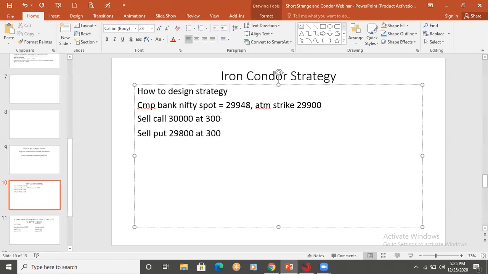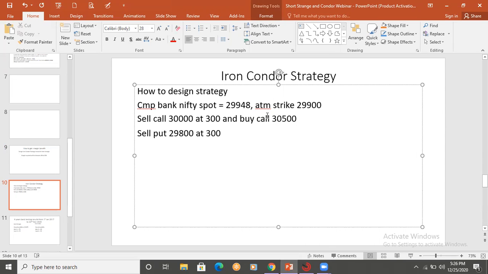Now guys, what will we do? If I have sold call option 30,000, then this is called a naked position. Now in order to hedge this position, at the same time I will also buy a call option. I have sold call option with strike price 30,000. Now to protect this position, to hedge this position, I will buy call option with strike price 30,500. So on one side, I am selling the 30,000 strike call. On the other side, I am buying the 30,500 call.